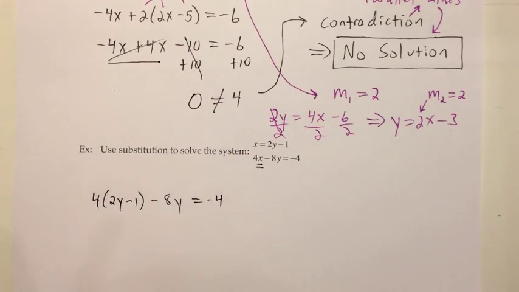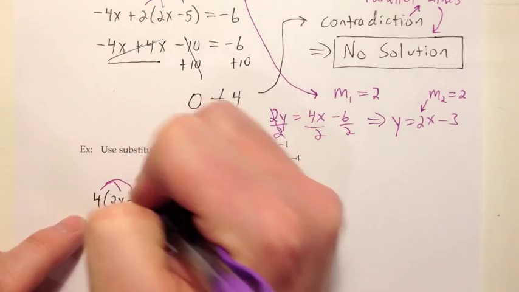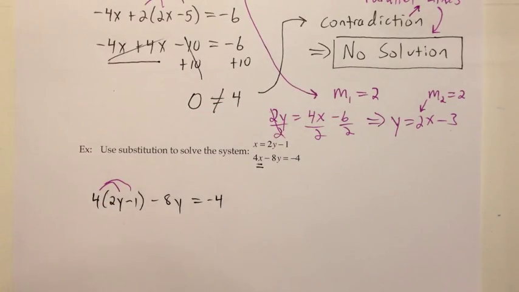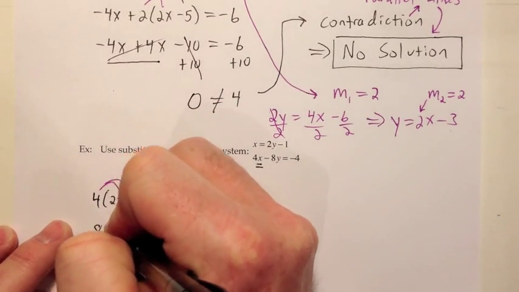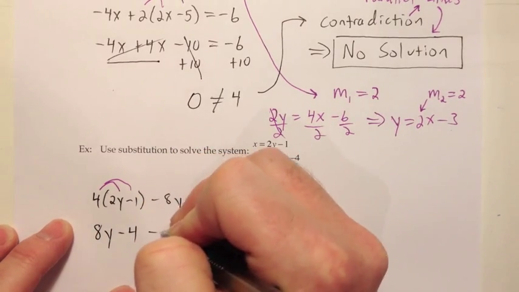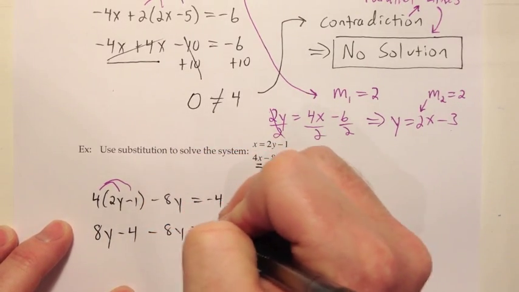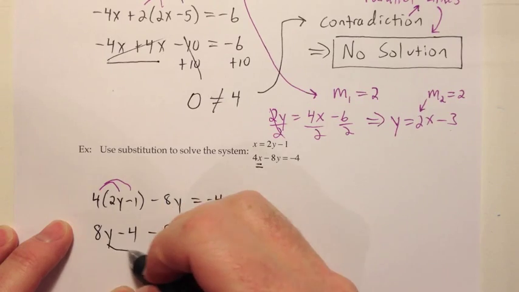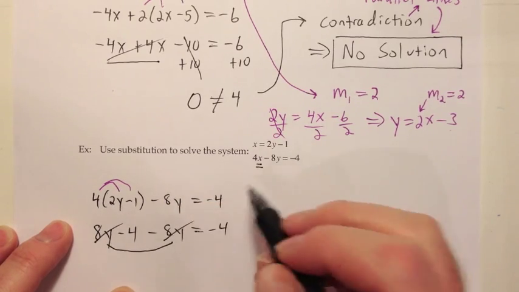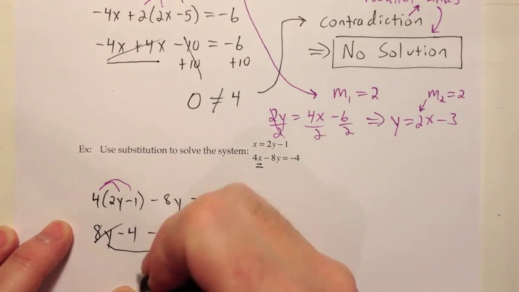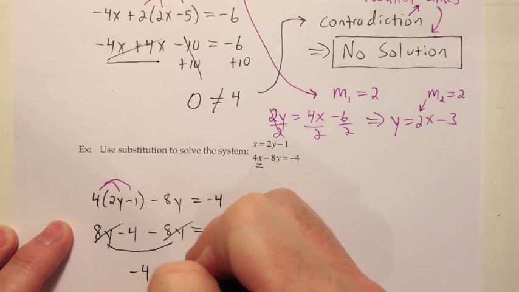And then we do those same steps. We have parentheses, so I'll go ahead and clear those using the distributive property. So I get 8y minus 4 minus 8y equals negative 4. And when I go to combine these two, what I should notice right away is that they cancel out, just like last time, and I'm left with negative 4 equals negative 4.